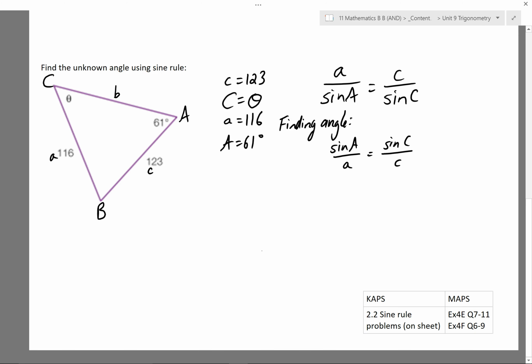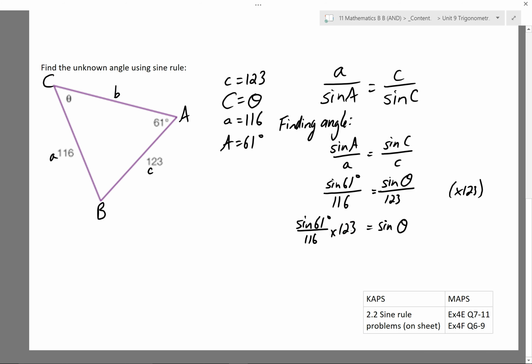From here, substitute in the values. So I know my angle is 61 degrees on 116. I'm trying to find theta, and side C is 123. I need to just get theta by itself. So I'll multiply both sides by 123. Then I'm trying to find that angle. Even though this is a big mess, I know to get rid of the sine, I need to find sine inverse of the other side.